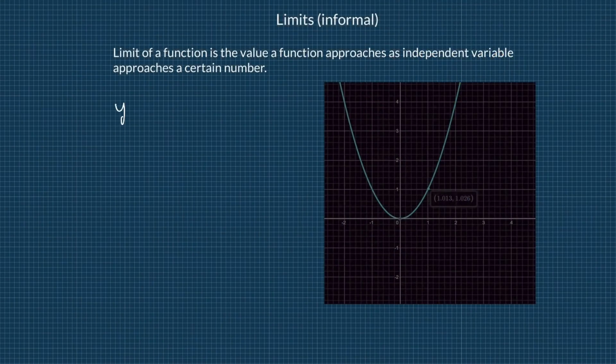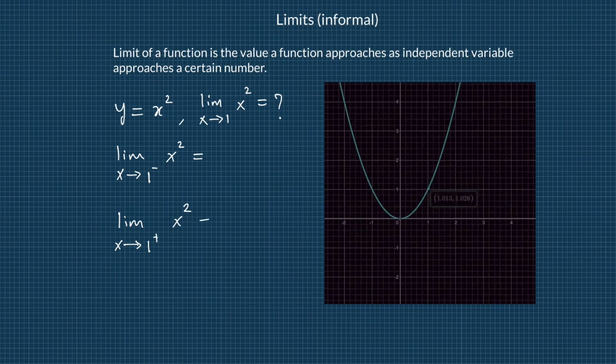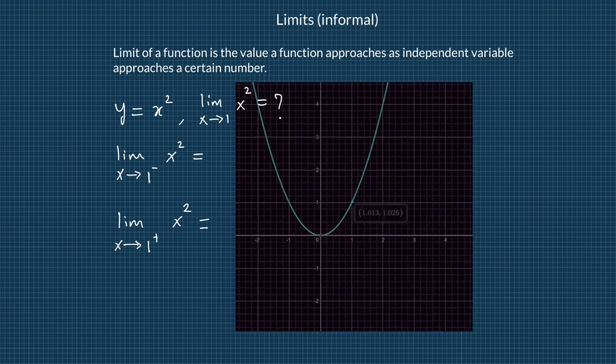Limits and informal discussion. The limit of a function is a value a function approaches as the independent variable approaches a certain number. For example, for the function y equals x squared, we want to find how the function behaves as the independent variable x approaches, say, 1. In this case, we approach 1 in both directions, from the negative side and from the positive side of 1.